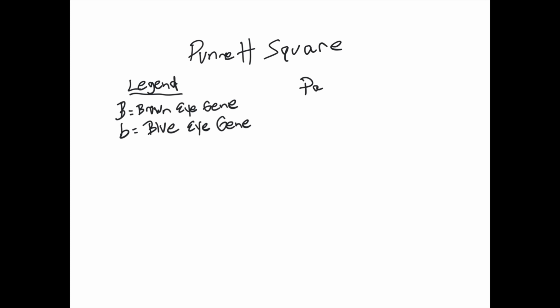Parents. Let's talk about the parents' genotypes. Parent number one is homozygous dominant for brown eyes, times parent number two, who is homozygous recessive for blue eyes. Based on the Punnett Square, what is the probability of the child inheriting brown eyes?